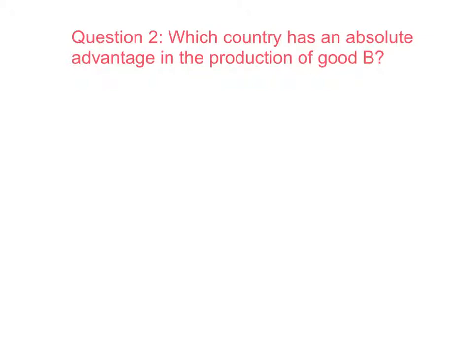Question 2. Which country has an absolute advantage in the production of good B? Now we need to compare the unit labor requirements for good B across the two countries. It takes 10 units of labor to produce 1 unit of B in Sweden, and that's less than the 12 units of labor it takes to produce a unit of B in Korea. So once again, Sweden has an absolute advantage in the production of good B.